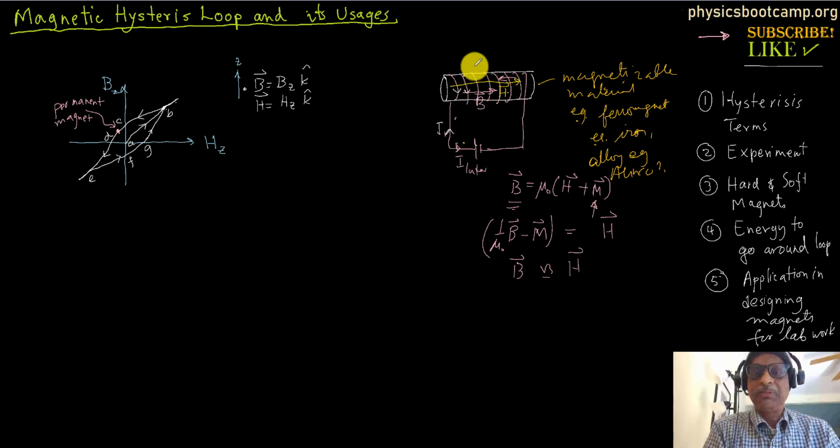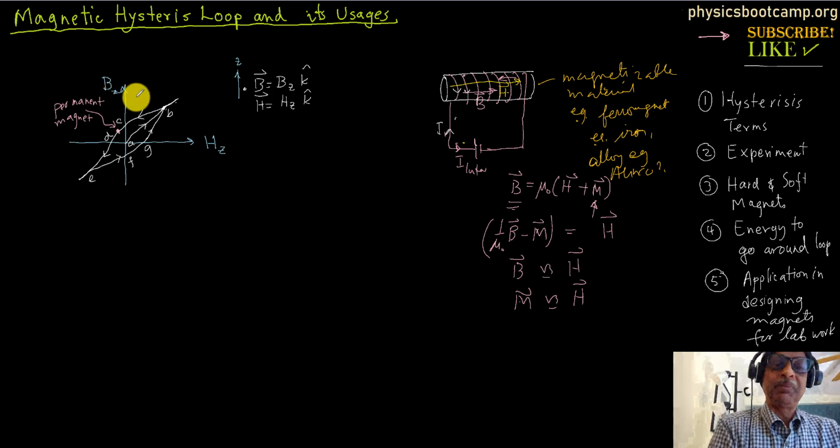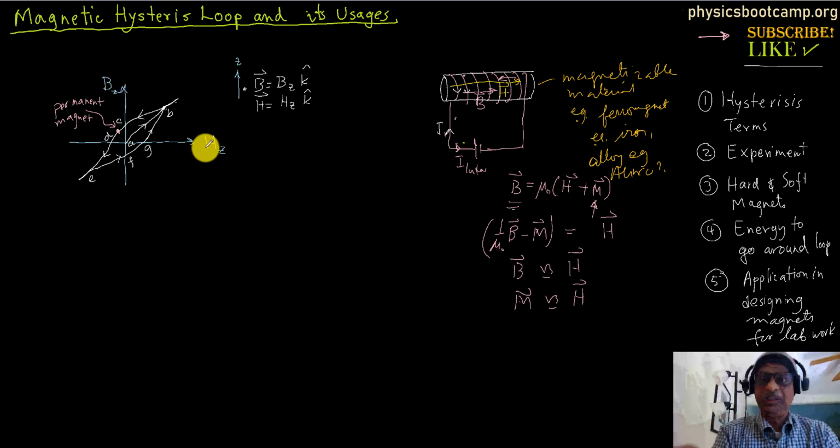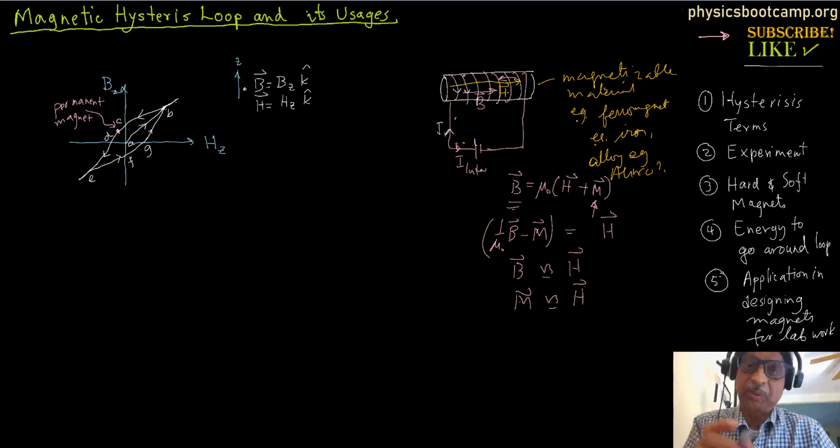H is what you're applying, trying to make it magnetic, and you can plot M versus H. So sometimes you plot M versus H, sometimes B versus H, but B versus H is what I'm going to do in this, because that's directly related to what's accessible to experiment, and we'll talk about it in just a minute.